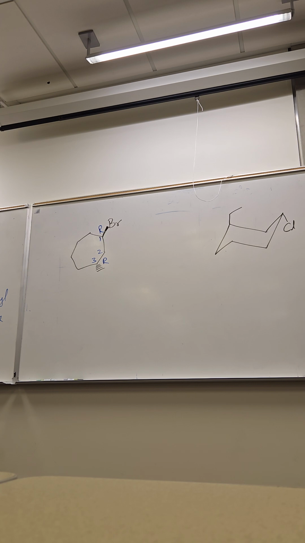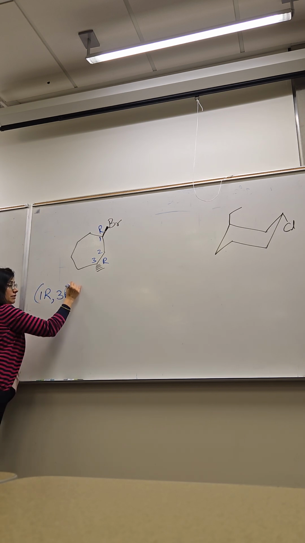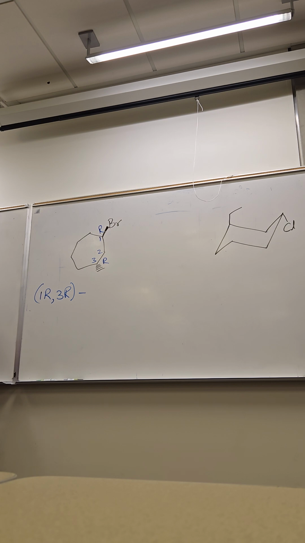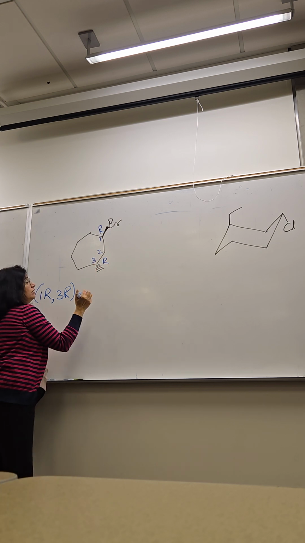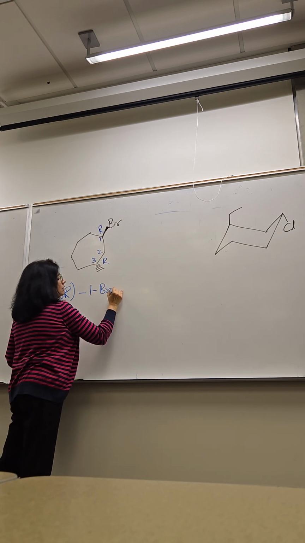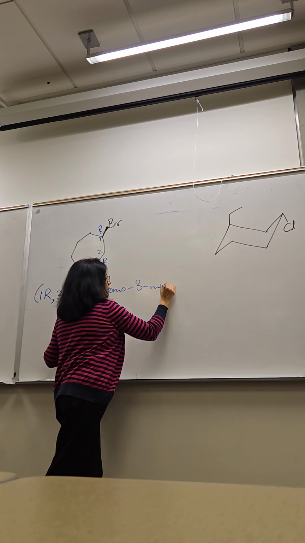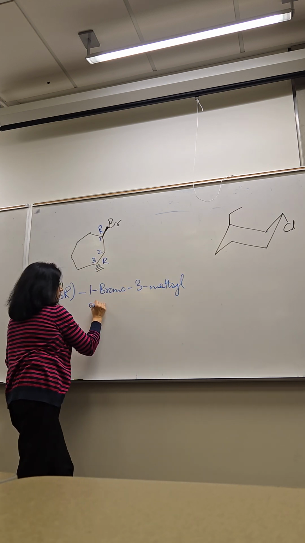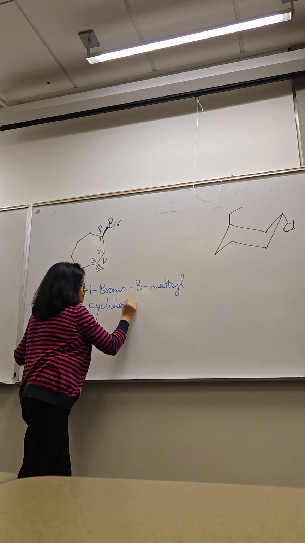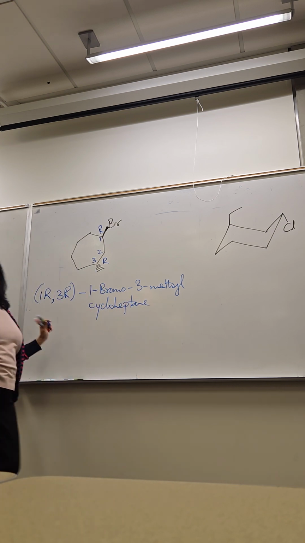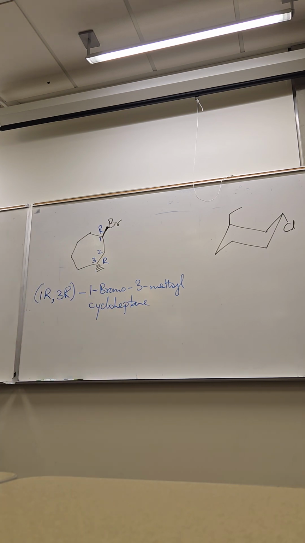So can somebody tell me what is the name? What do we start with? The 1R, 3R. Start with the stereochemistry. Now the rest: 1 bromo, 3 methyl cycloheptane. Perfect. Is everybody remembering this? Everybody okay? Now to the next one, can we do R or S?